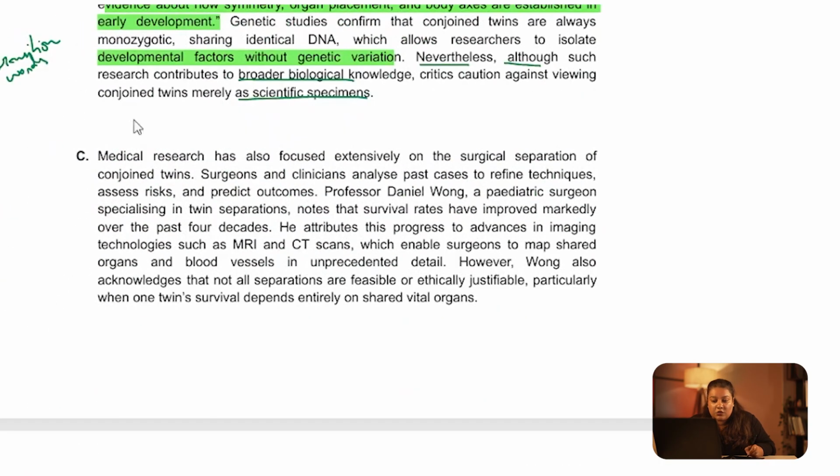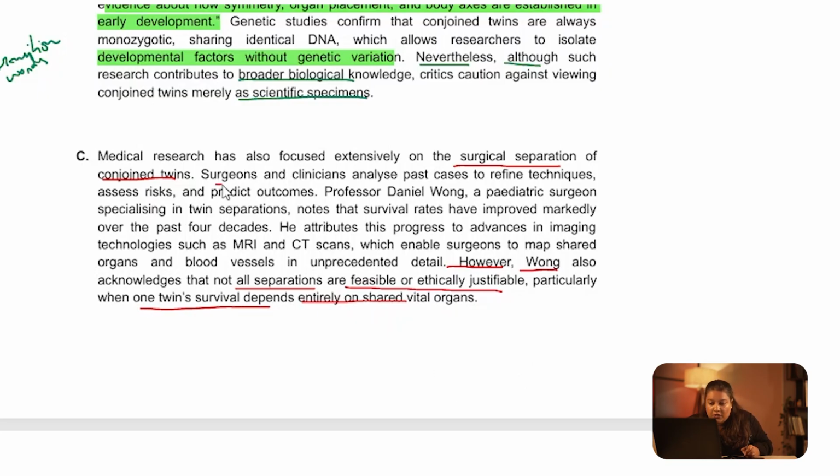Medical research has also focused extensively on the surgical separation. So here we have something talking about surgical separation of conjoined twins. And the last sentence again starts with the transition word however. Wong also acknowledges, we have a name here, that not all separations are feasible or ethically justifiable, particularly when one twin's survival depends entirely on the other twin's shared vital organs. So again it talks about separation of the twins.